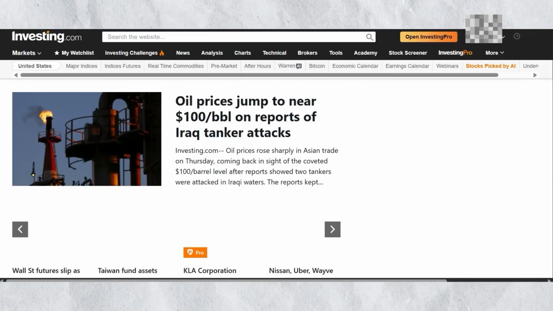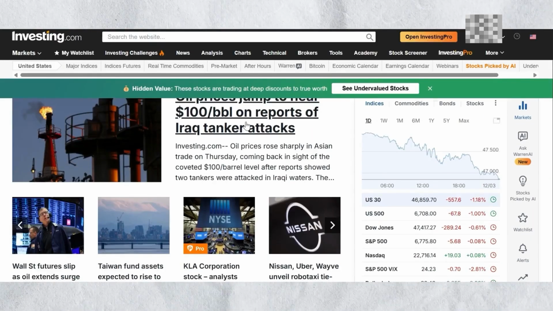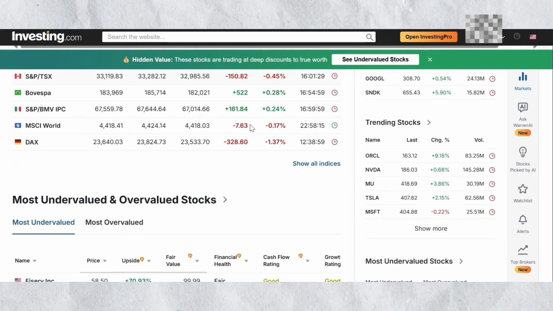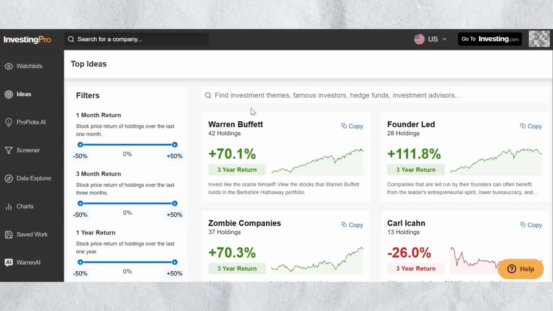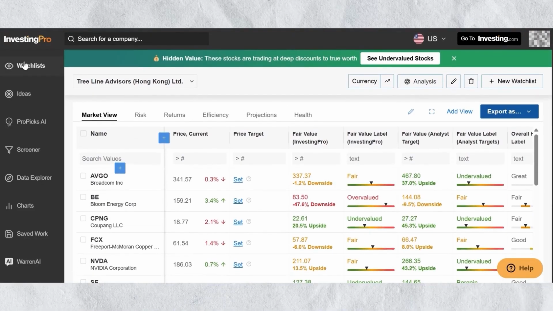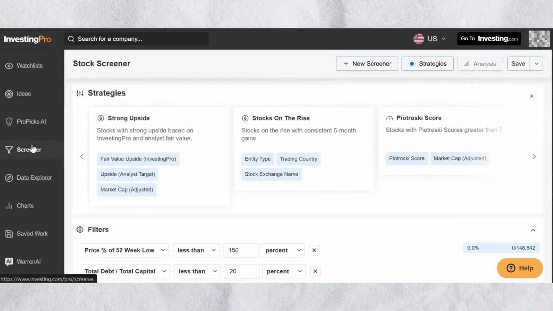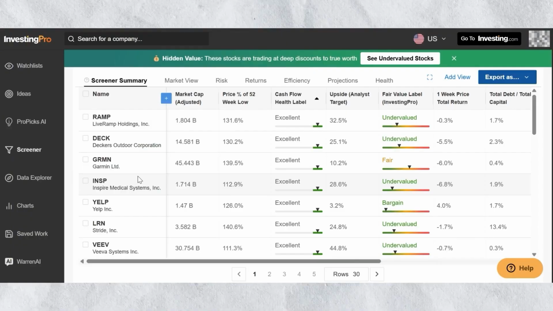It's the premium version of investing.com, which is one of the most visited finance sites in the world. The difference from the free version is huge. In the paid version, you have access to institutional data, the same used by hedge funds and professional analysts, but presented in a way that anyone can understand.